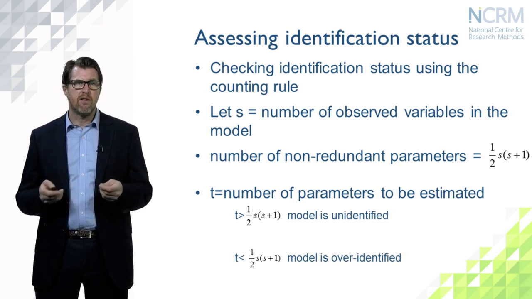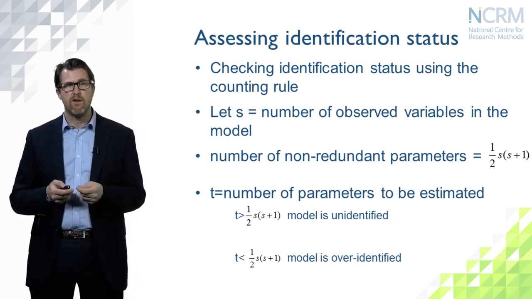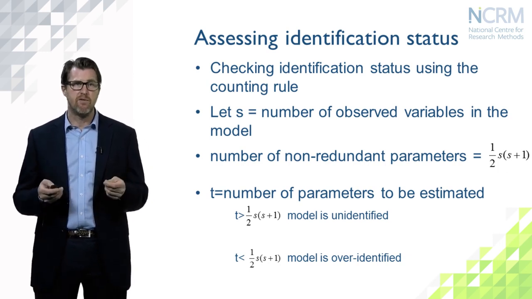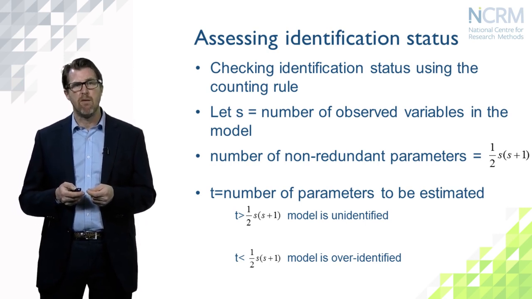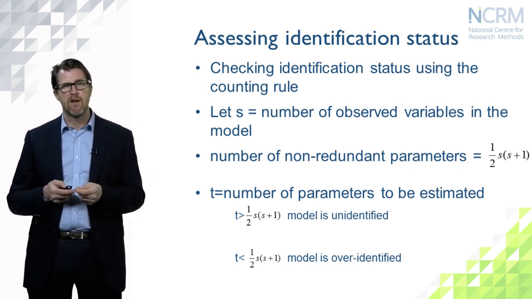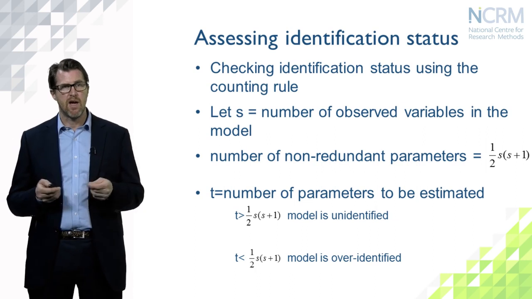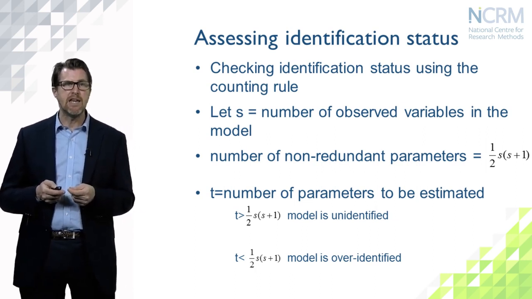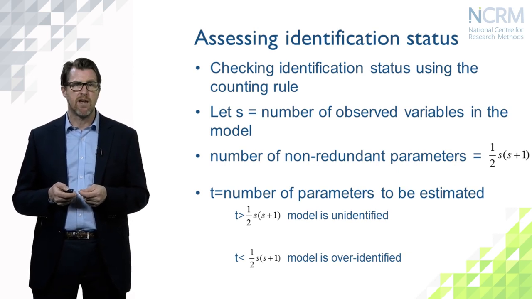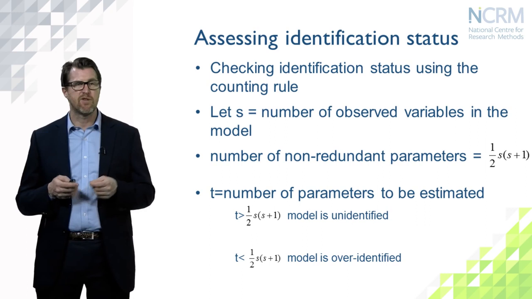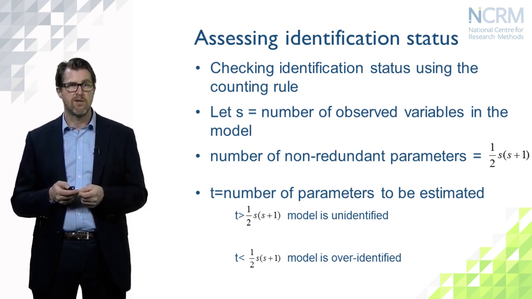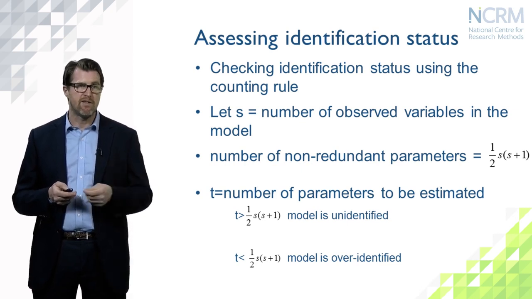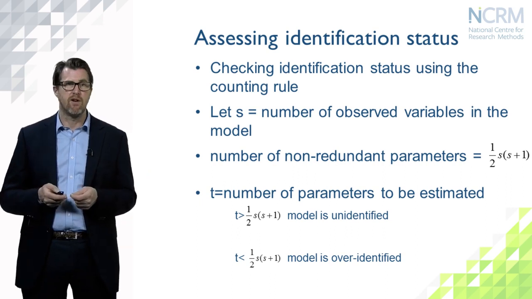Working through it in this way can help us to see why. So here's the accounting rule that can be used, where S is the number of observed variables in the model and the number of non-redundant parameters is given by this equation, which is a half of S times S plus 1. Again, S is the number of observed variables. And T is the number of parameters that we are going to estimate in the model, the number of unknown parameters. So if T is greater than the answer to this equation, then our model is unidentified. We have more unknown parameters than we have non-redundant parameters. And if it's less, then we have an over-identified model.